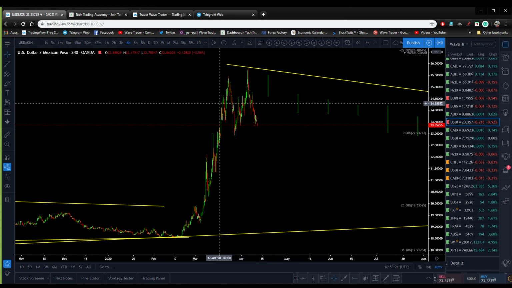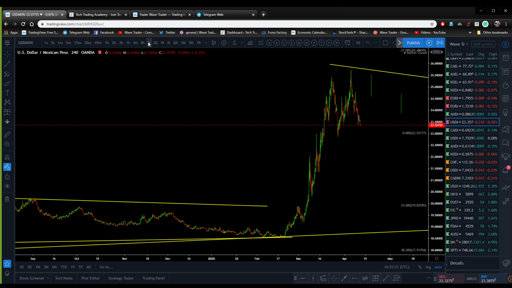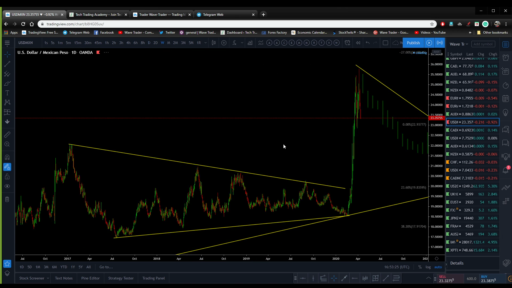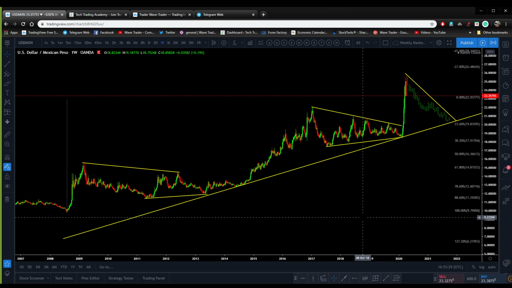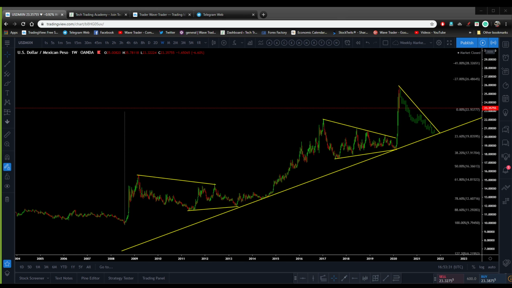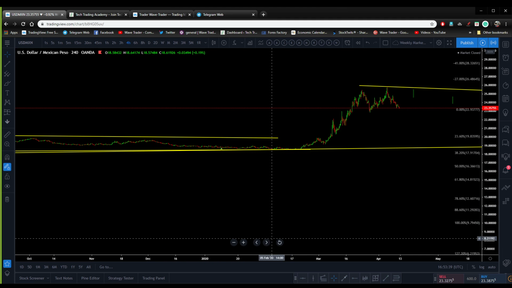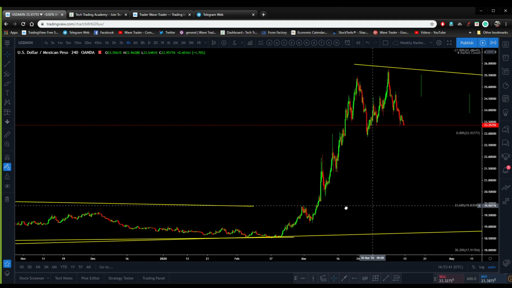So dollar peso has started a correction. Dollar peso also started the correction which we were anticipating. So hopefully you enjoyed the move from the bottom. That was a nice move.